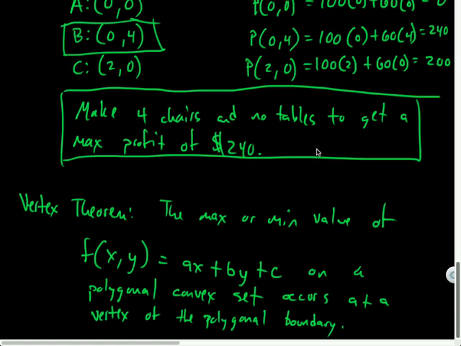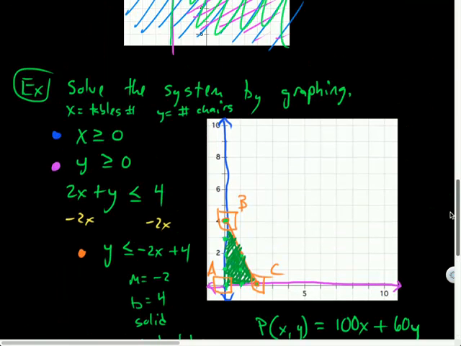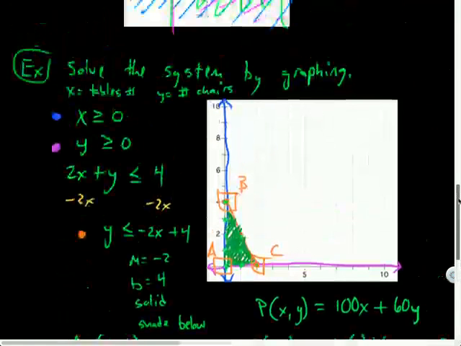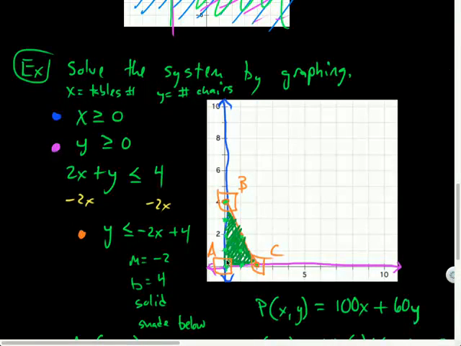So what it means by polygonal convex set, that's talking about our shaded region, our triangle, our octagon, whatever crazy shape we happen to have. That's a polygonal convex set. And it occurs at a vertex of the polygonal boundary. Basically, it's saying it's going to happen on one of the corners.